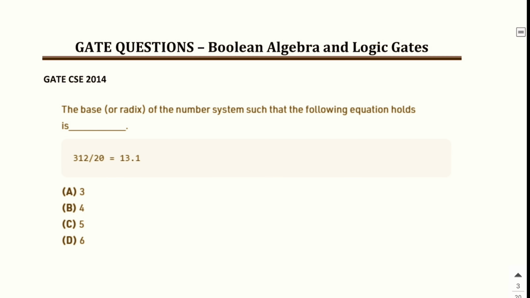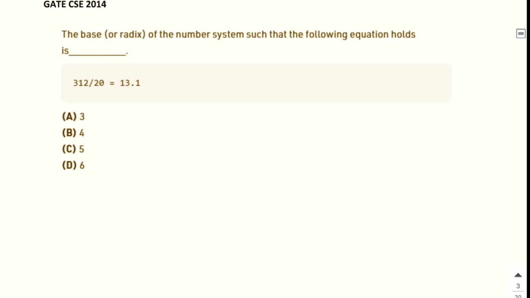So the next question is, we are given the base or the radix of the number system such that the following equation holds. For doing such a type of question, let us say that the base that satisfies this is equal to x. So now all these numbers like 3, 1, 2, 20 and 13.1 are all in the base that is x for us. So in order to solve this question and find out the value of x, we will convert each of the numbers to the decimal number system.